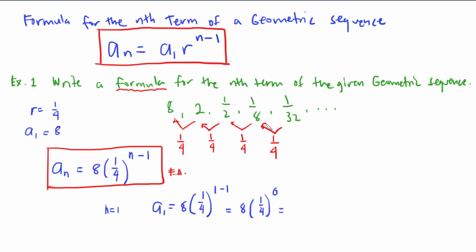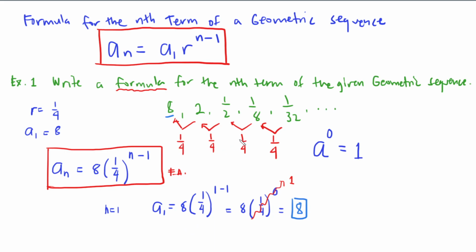Ito dapat alam nyo na rin to. So, any number raised to 0, let's say any number a raised to 0, that is always equal to 1. Okay? So, basta naka-raise sa 0, equal lagi siya sa 1. So, ito ay automatic 1. Okay? So, therefore, 8 times 1, so the answer is 8. Okay? So, upon checking, tama naman yung ating first term.